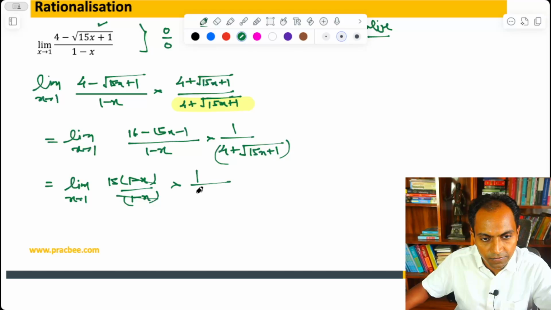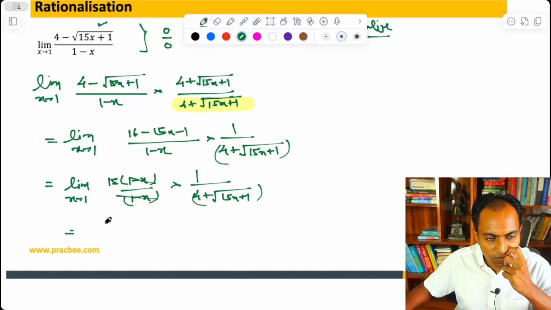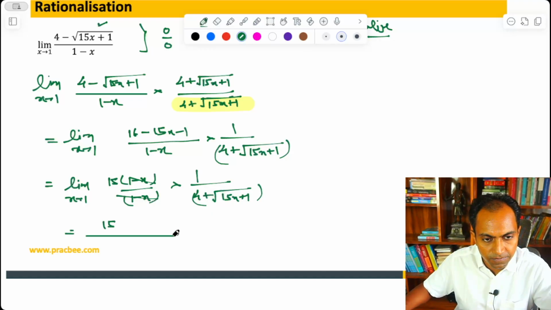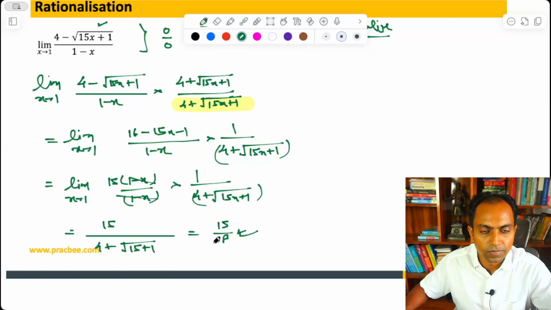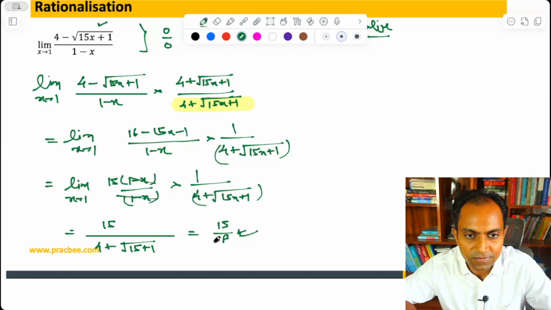And we have 4 plus root of 15x plus 1 remaining. If I substitute my limit, this becomes 15 by 4 plus root of 15 plus 1. If I simplify, this comes up to be 15 by 8. You can see that by rationalizing this, we were able to get an answer.